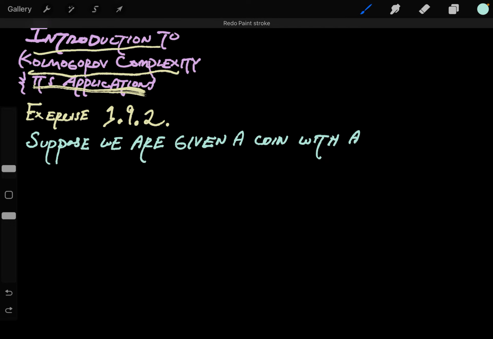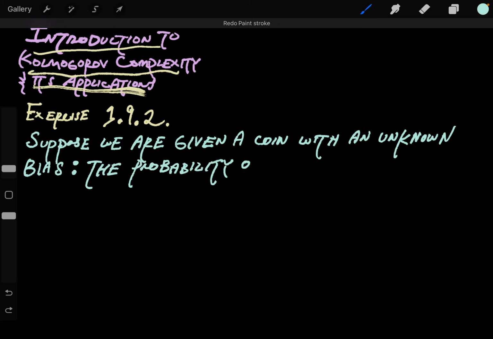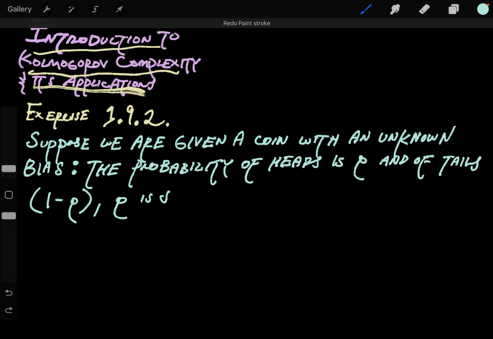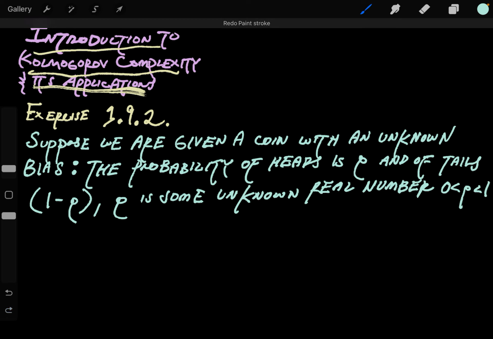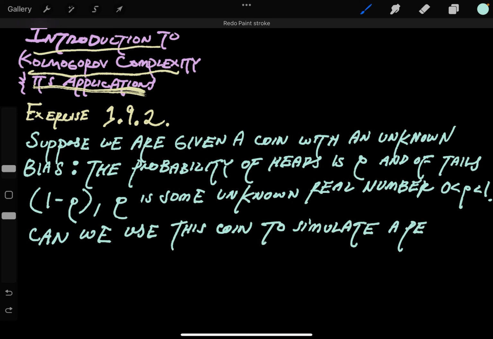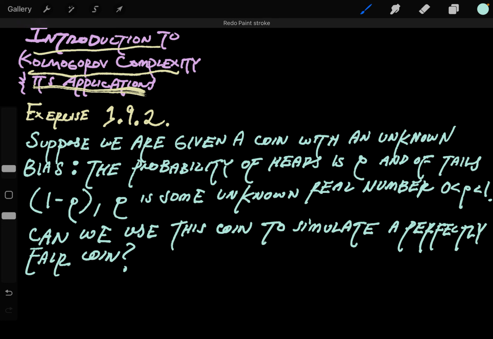Basically, what it says here is, suppose we are given a coin with an unknown bias. The probability of heads is p and the probability of tails is 1 minus p. p is some unknown real number between 0 and 1. The question is: can we use this coin to simulate a perfectly fair coin?